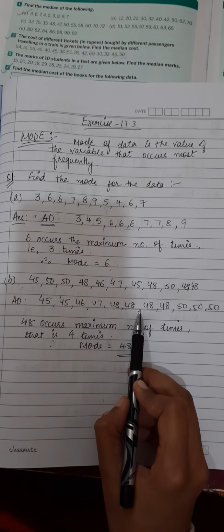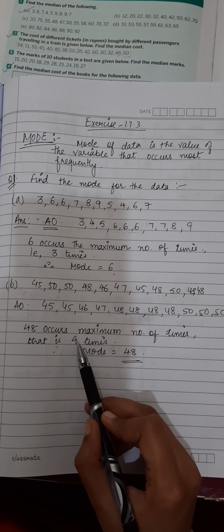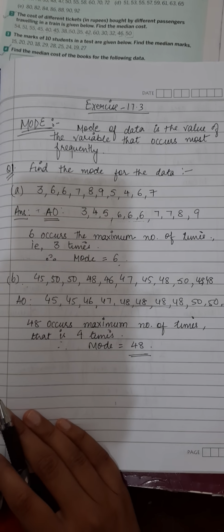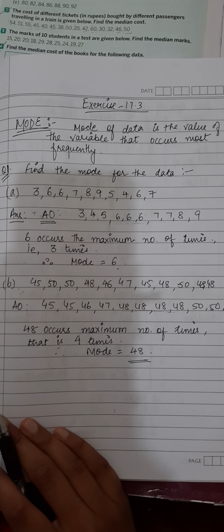48 is coming the maximum number of times, and that number is how much? 4. So that means the mode is 48. Okay, and this was your question number 1.